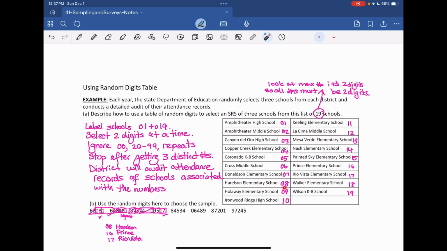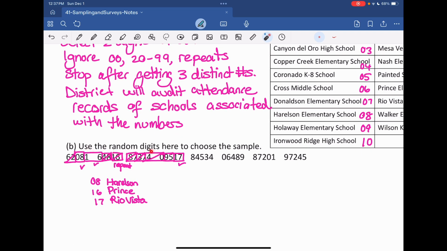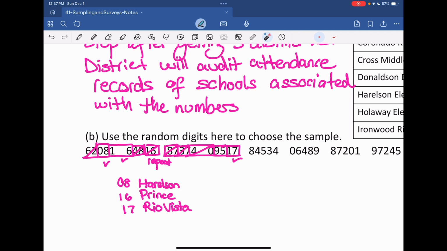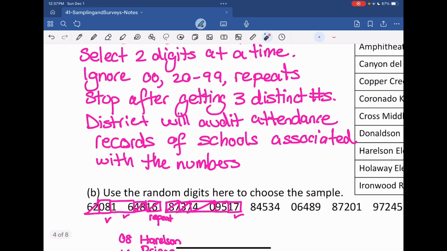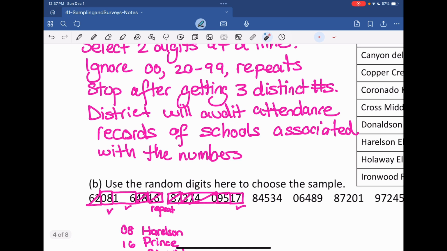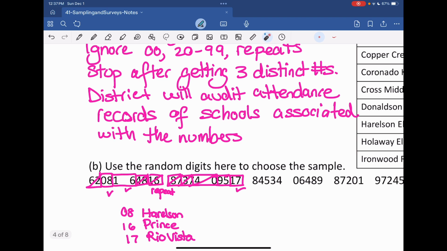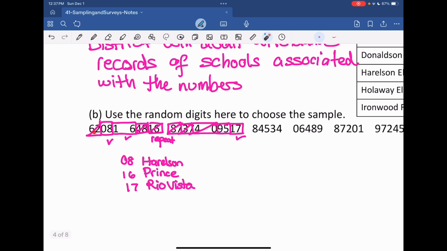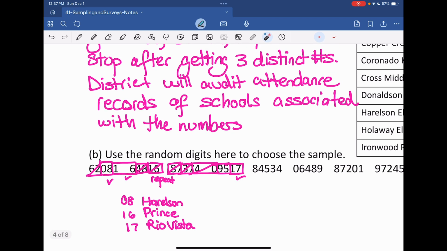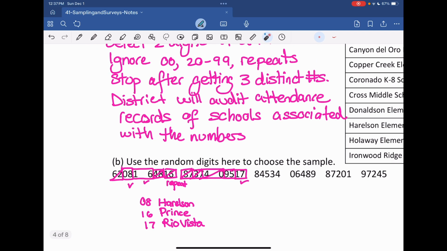We chose to number them this way in class, so I kept it consistent with the notes in class. So 01, 02, etc., all the way to 19. That's the easy part. And then it said to use the random digits here to choose the sample. So we looked at the first 2, 62. We're actually going to follow these rules. We're selecting 2 digits at a time. We're ignoring these. And then we're going to stop after getting 3 distinct numbers that fit our criteria. So 62 is too much. It's in the ignore group. The ignore group is from 20 to 99 and 00. Ignore.